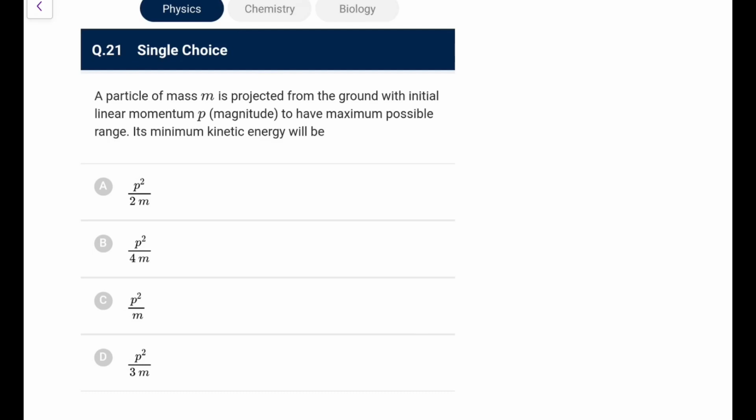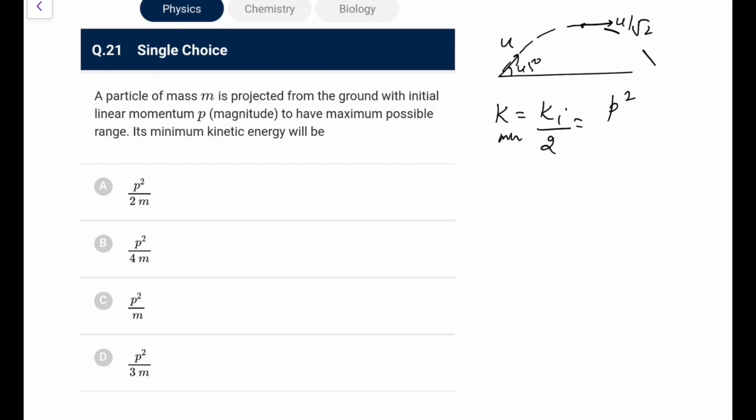Its minimum kinetic energy will be, so maximum possible range, you know, it is at 45 degree, and minimum kinetic energy will be at the highest point. So at the highest point we know the speed remaining would be u cos theta, which is u by root 2. Initial was u, so the kinetic energy becomes K initial by 2. So K minimum would be K initial by 2, and K initial, you know, is p square by 2m. That is p square by 2m divided by 2, that is p square by 4m. Go with option B here.